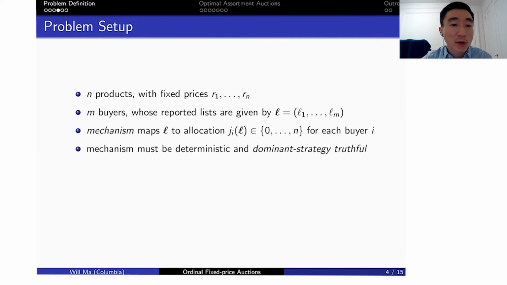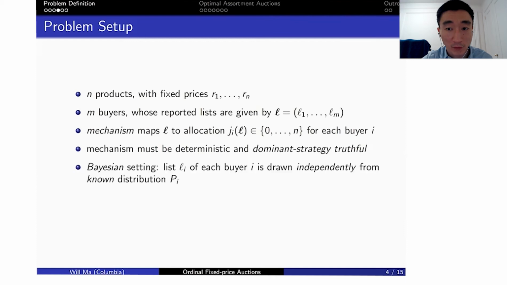I'm going to assume that the mechanism has to be deterministic, because I'm not going to define how the buyer chooses over an uncertain outcome when they only have an ordinal ranking. And consequently, I'm going to assume that the mechanism has to be dominant strategy truthful. I'll clarify what these mean on the next slide.